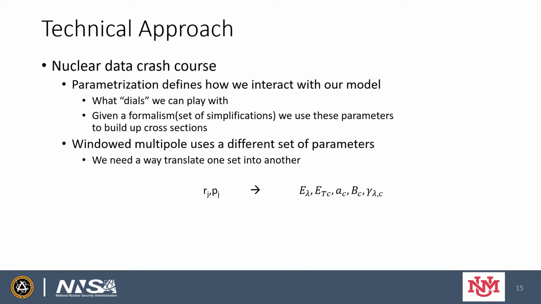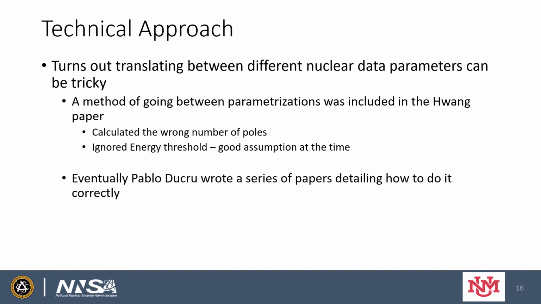Unfortunately for us, well, me, it isn't possible to directly use these parameters for windowed multipole. This is because windowed multipole uses a different set of parameters, a set of parameters that isn't in ENDF, and so I had to go about finding a way of translating between these two sets of parameters. And so, the goal of this work was to implement a method of translating between these parameters. And as it turns out, the process of translating between parameterizations is rather tricky.